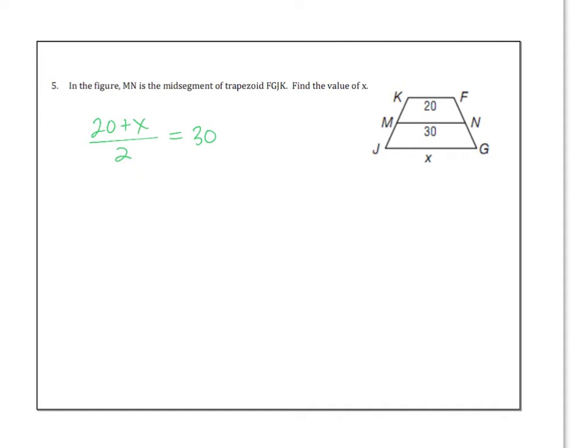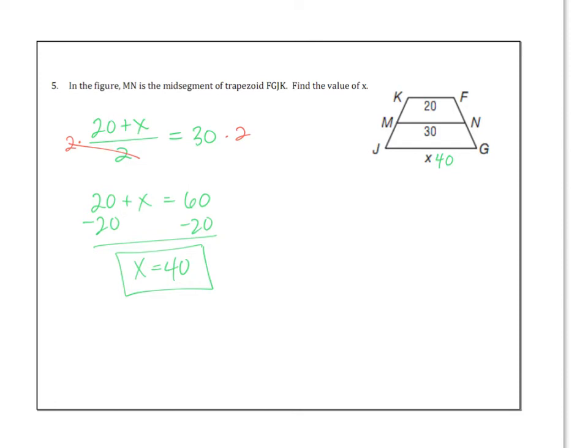So what I would do is I would first multiply by 2 on each side. What's going to happen is they will cancel. So then we're going to have 20 plus x equals 60 minus the 20, x equals 40. It kind of makes sense, right? 30 is in the middle between 20 and 40.